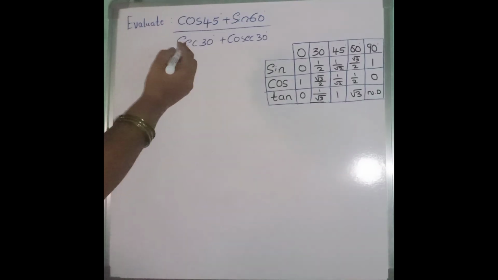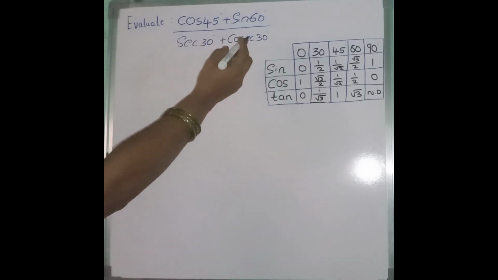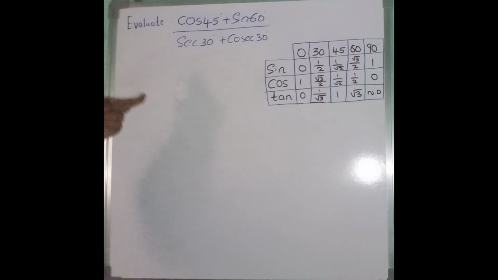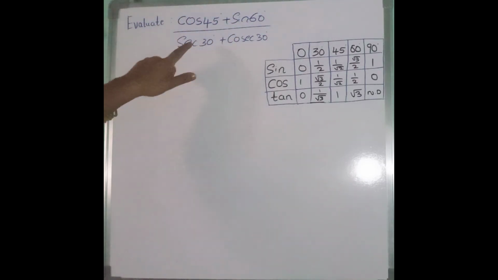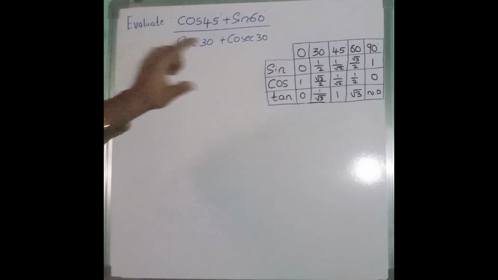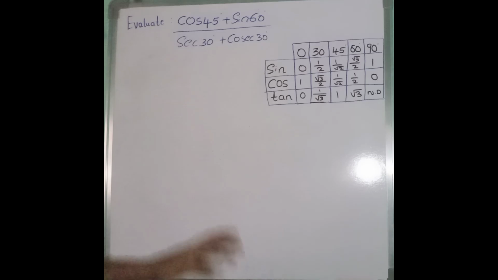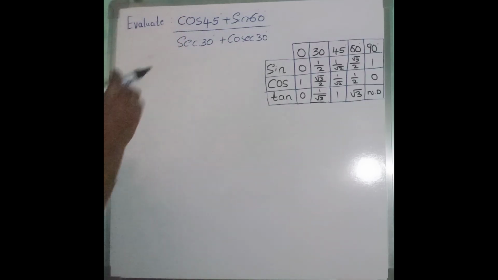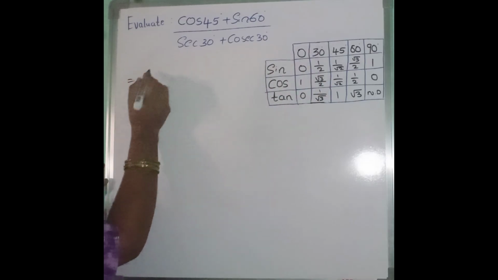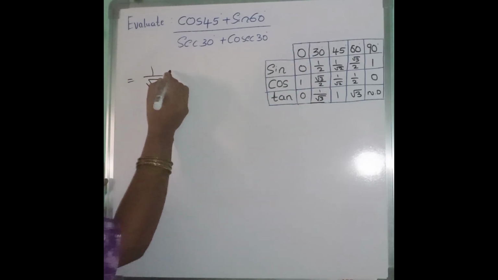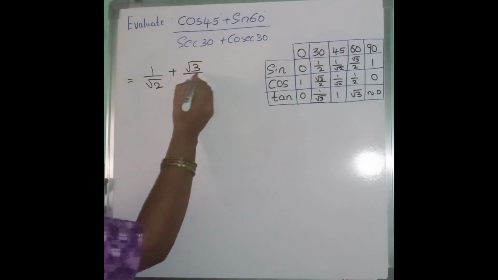Evaluate cos 45 degree plus sin 60 degree divided by secant of 30 degree plus cosec of 30 degree. If you solve this kind of question, you need to know the value of cos 45 degree, sin 60 degree, secant of 30 degree, cosec of 30 degree. That means you know this chart. If you know this chart, you can solve this kind of problem easily. The value of cos 45 degree is 1 by root 2 plus sin 60 degree, the value of sin 60 degree is root 3 by 2.